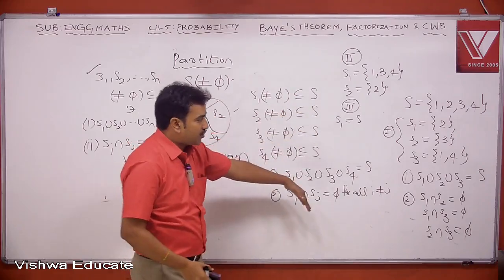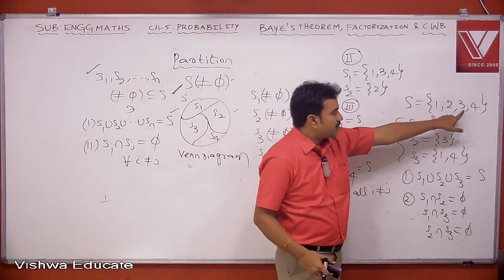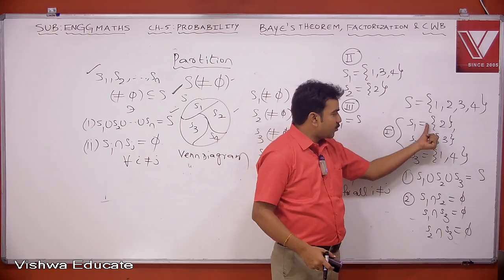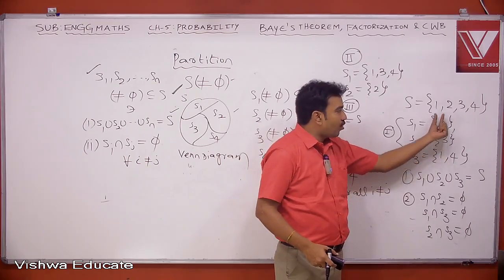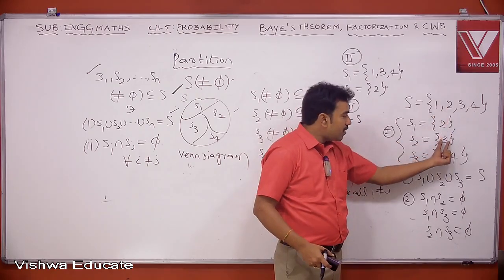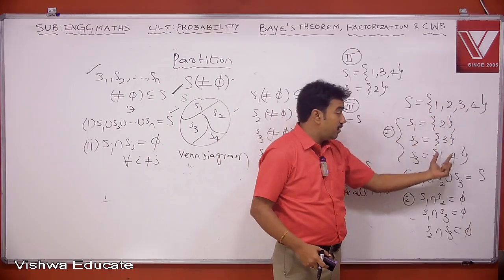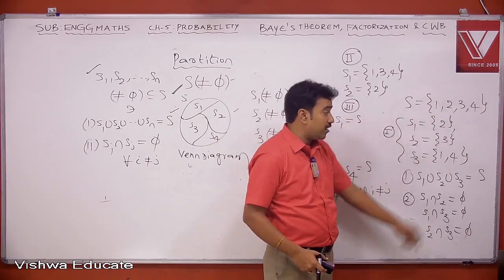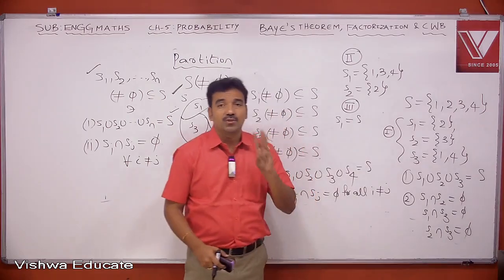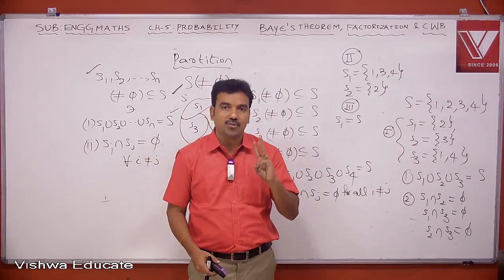When you go to a specific example, take a 4 element set, 1, 2, 3, 4. So S1 equal to only 2. It is a non-empty subset of S. This is a non-empty subset of S, and even this is a non-empty subset of S. So I have divided this set into 3 non-empty subsets, S1, S2, S3.